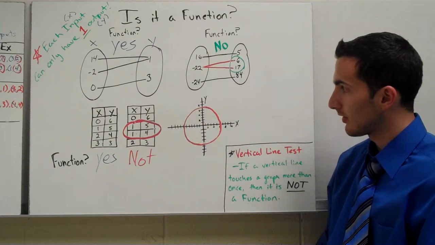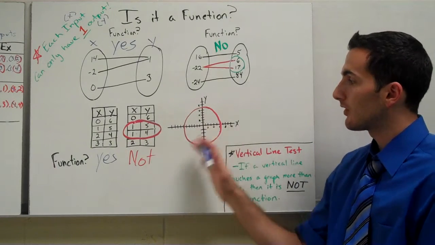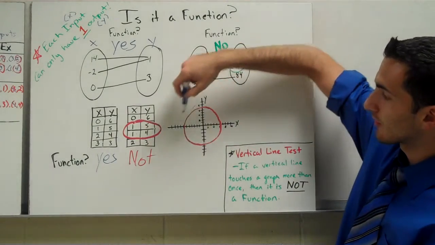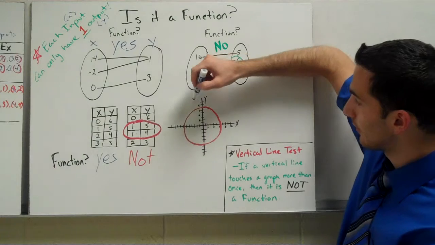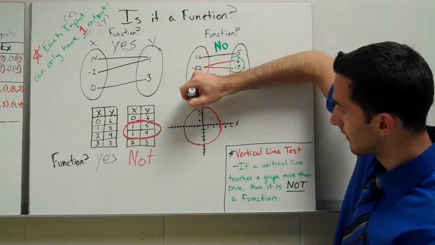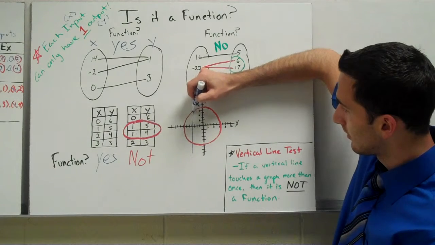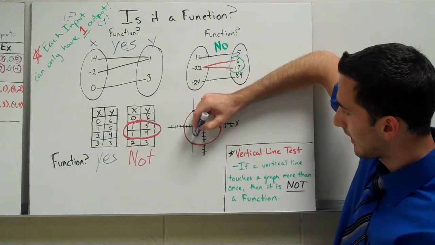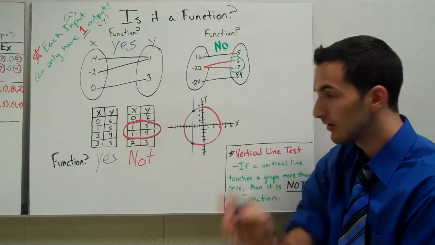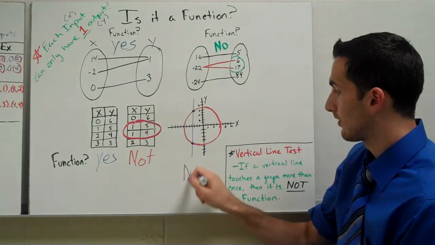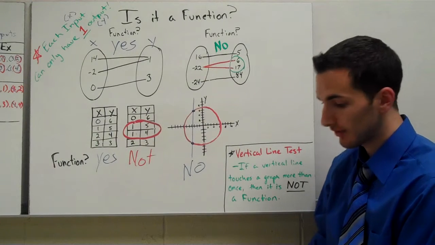So I'm going to use a different color. And the idea behind this is if I can draw a vertical line anywhere on this graph and it touches the circle more than once, then it is not a function. So I'm going to draw a vertical line, and again, this could be anywhere. I'm just drawing it right here. So that touches the graph here, and it touches the graph down here. That means it touches our graph twice. Therefore, according to our vertical line test, that is not a function. Okay?